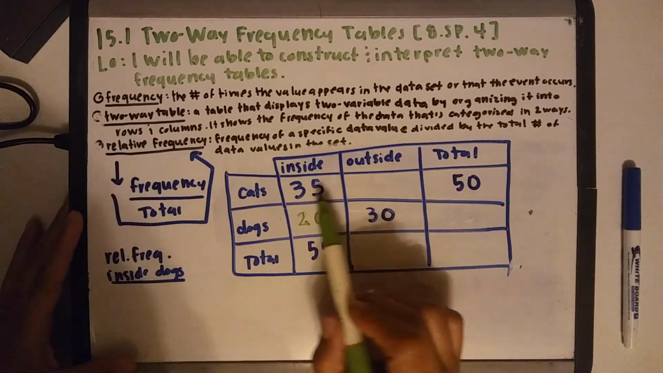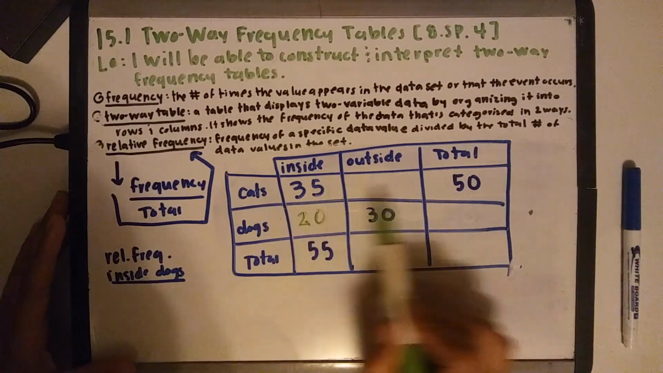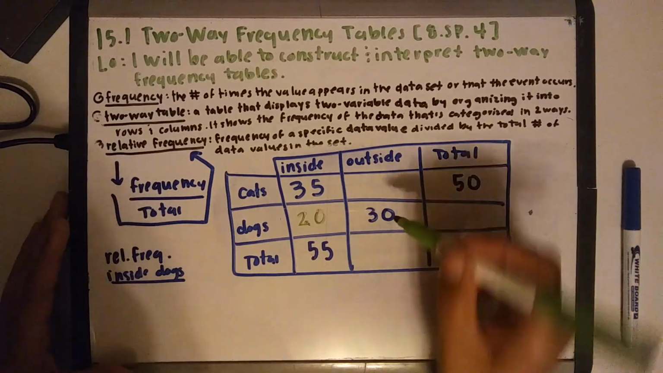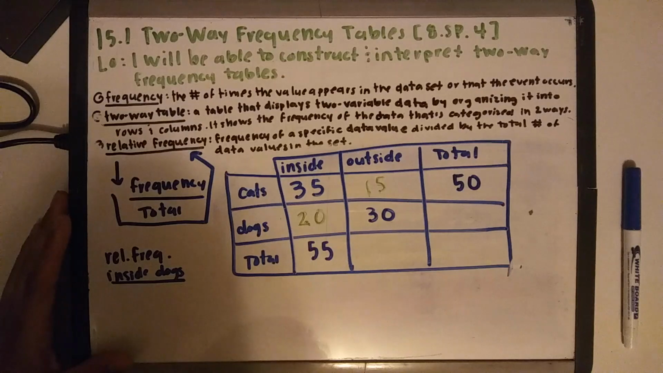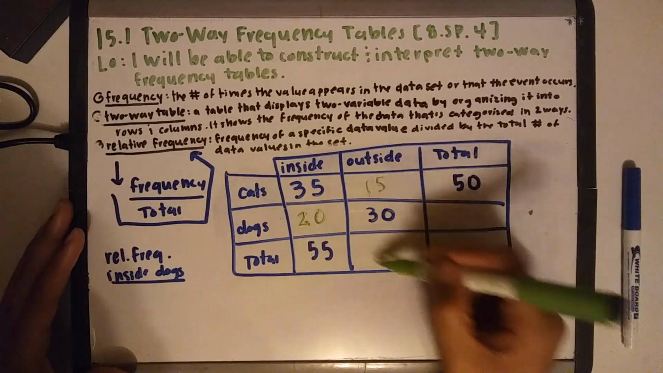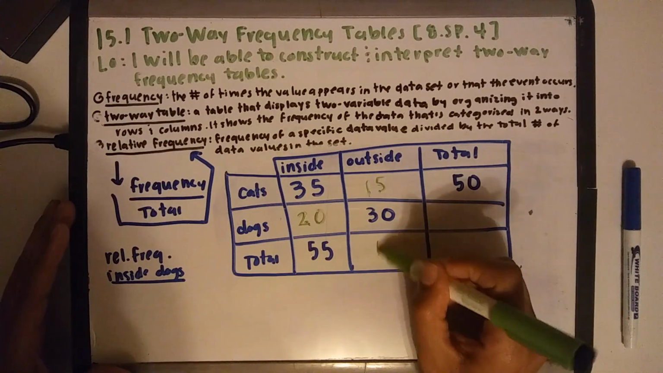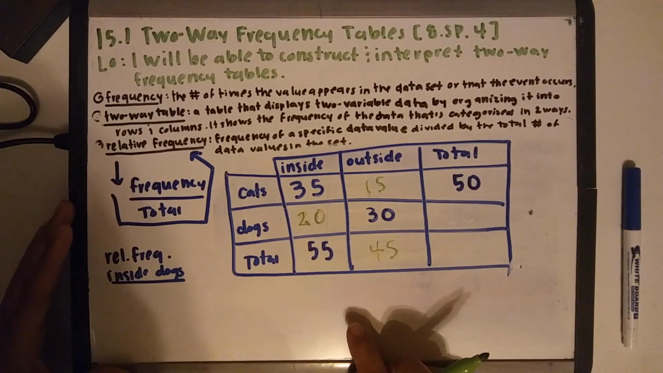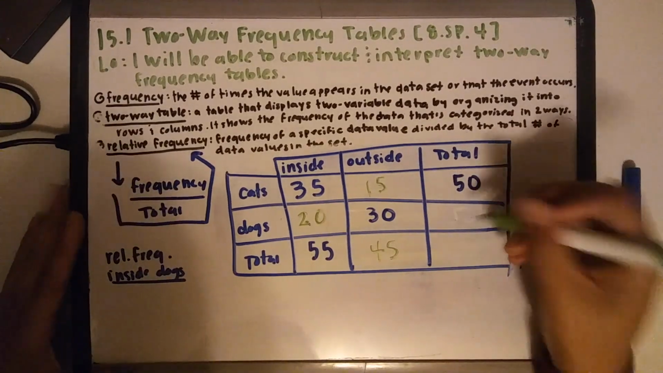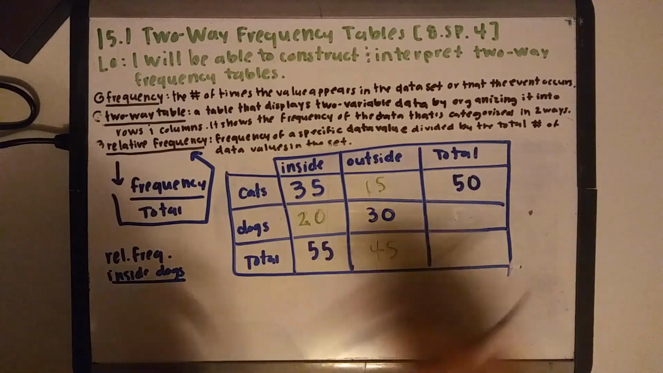And then in this one I have 35 cats inside. We don't know how many outside, but I know that I have a total of cats of 50. So that means that 15 plus 35 is going to give me 50. Okay, so I have it there. And then outside pets, I don't know the total, but I can get it by adding these two, so it's going to give me 45. And then what I can do here is 50. So 30 plus 20 is 50 right here.